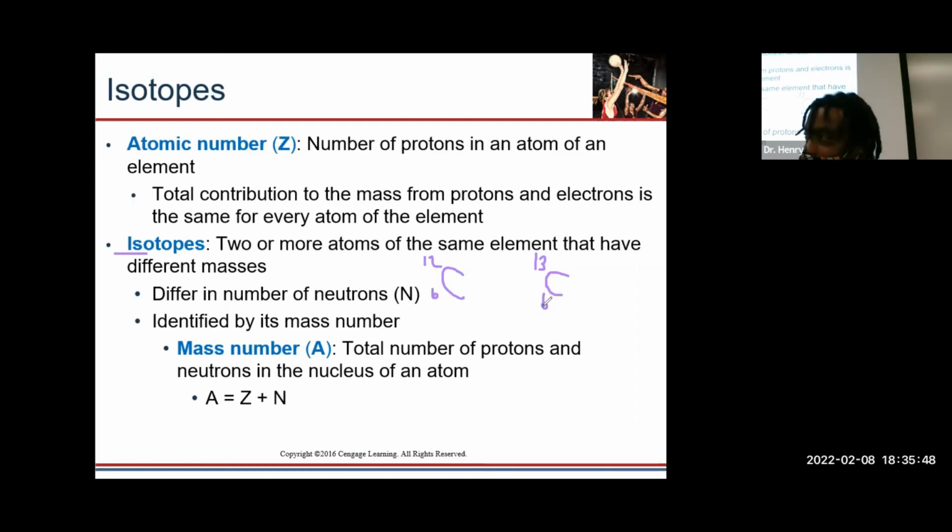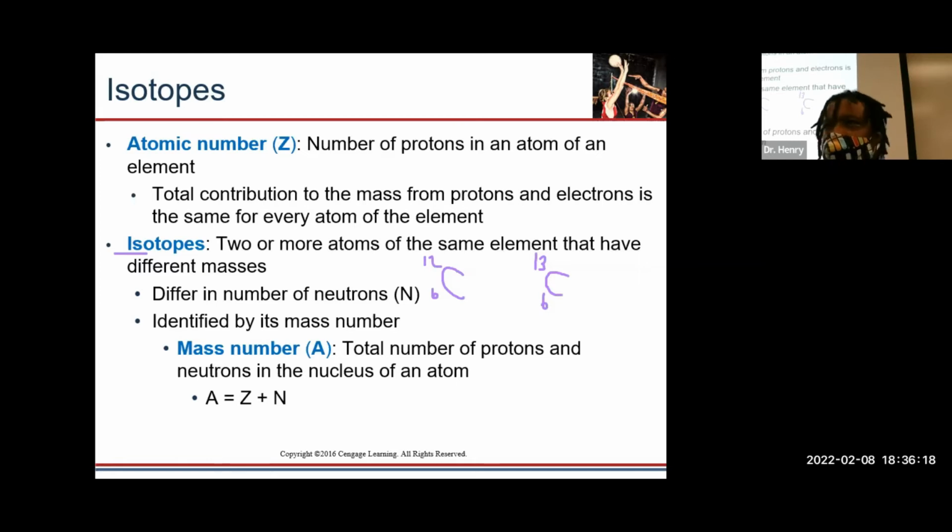Are you confident? Yes. So it has something to do with the number of neutrons. So if carbon 12 has 6 neutrons, then carbon 13 must have how many neutrons? 7, right? So an isotope is going to differ by the number of neutrons that we have. Got it? Piece of cake?